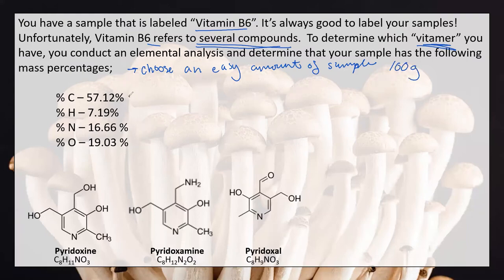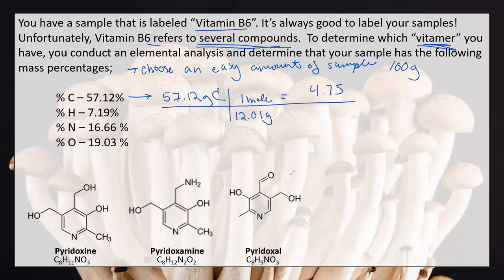And then if I have 100 grams of sample and 57.12% of it is carbon, I know that 57.12 grams of carbon are available to me, and so on and so forth. So what we have to do is convert all of these into moles. So 57.12 grams of carbon. Carbon is 12.01 grams. 1 mole equals 4.75. And then I'm going to start writing our unreduced, totally raw empirical formula that we get from here.